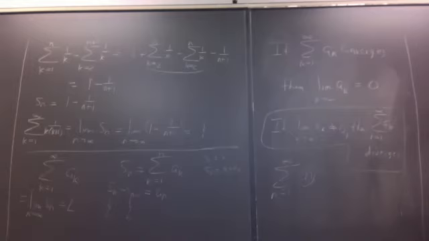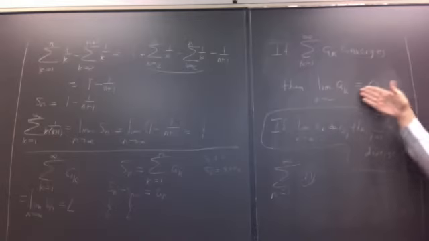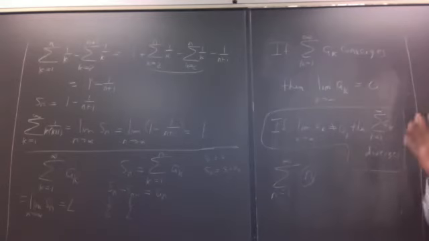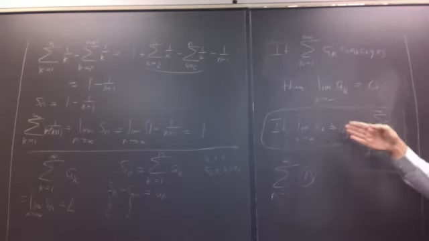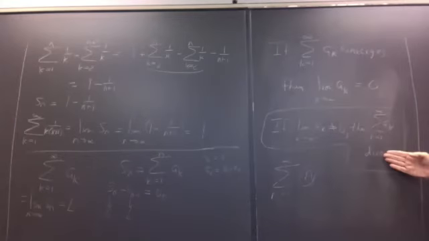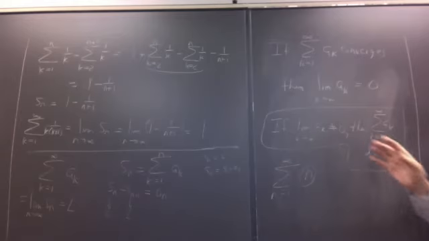Anyway, if it converges, the terms go to 0. If the terms go to 0, you don't conclude anything. Okay? What does this one say? If the terms don't go to 0, then it diverges. Yes. If it diverges, then the terms don't go to 0. You can't say that either. You can't turn it around. I mean, you can turn it around, but you can't turn it around and be correct. Okay?